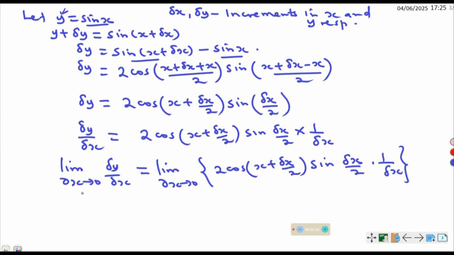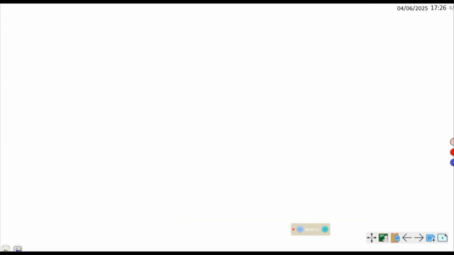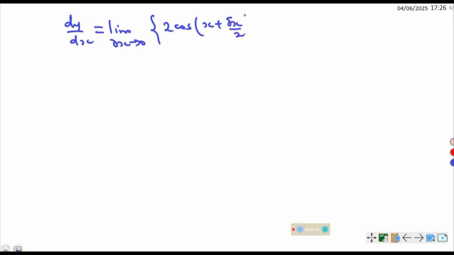So in the limit when delta x is tending to 0, when delta x is becoming smaller, then delta y upon delta x will be approximately equal to dy/dx, and at the same time sine of a very small angle will be approximately equal to that same angle. That is the assumption we shall make after taking the limit. So from there we shall have dy/dx equal to the limit, delta x tending to 0, of 2 cos of (x plus delta x) upon 2, sine of a small angle, we saw it is that small angle, then times 1 upon delta x.